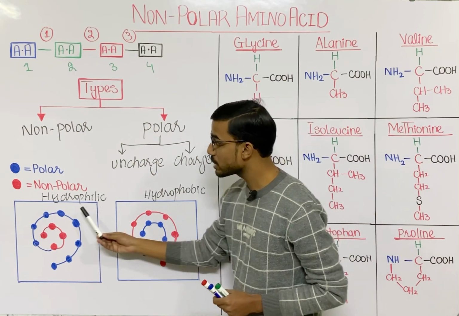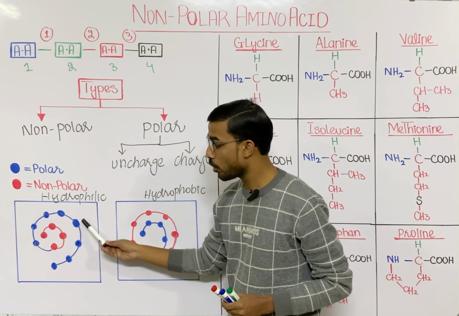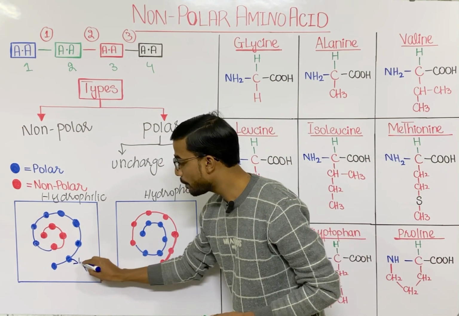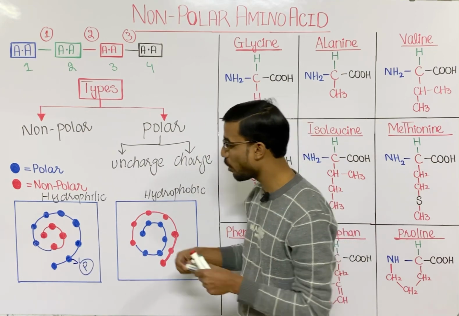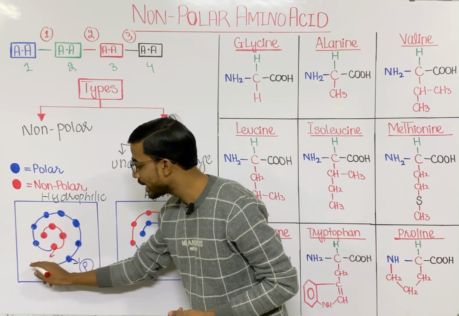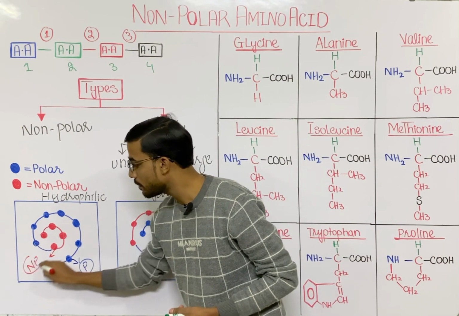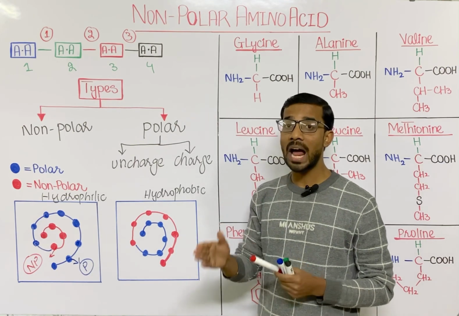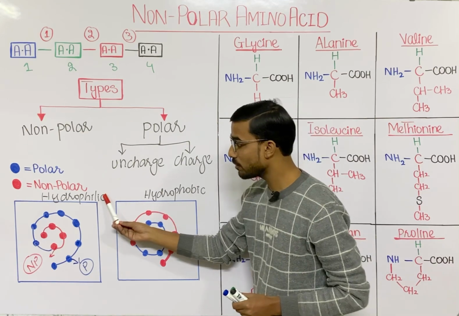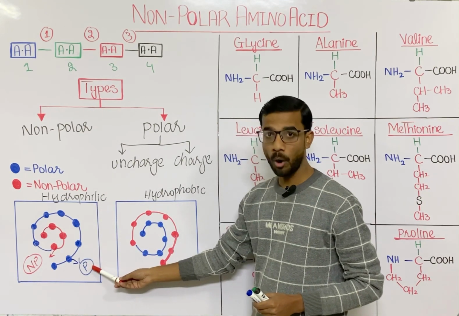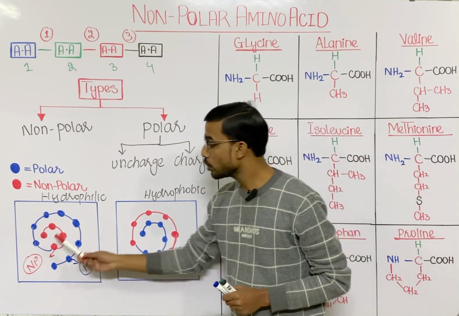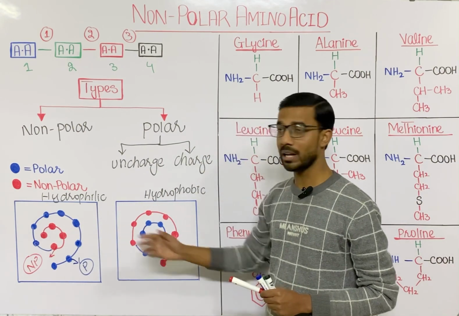Amino acids will change their arrangement in the hydrophilic environment. In that case, the polar amino acids will be exposed to the outside. Here the blue color represents the polar. So all the polar amino acids will be exposed to the outside, and the non-polar amino acids will be buried inside. That will help in the stability of the structures of different proteins. In the hydrophilic environment, the outer will be the polar amino acids because they can interact with the hydrophilic environment, and the non-polar will be buried inside.